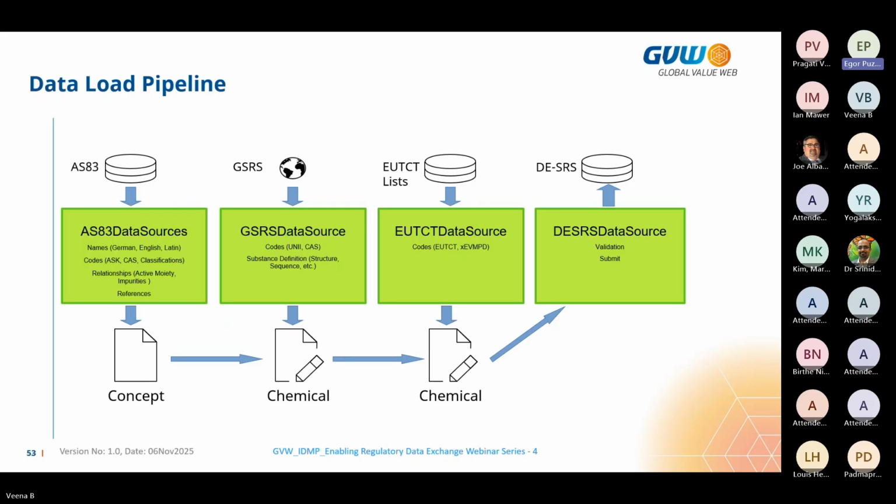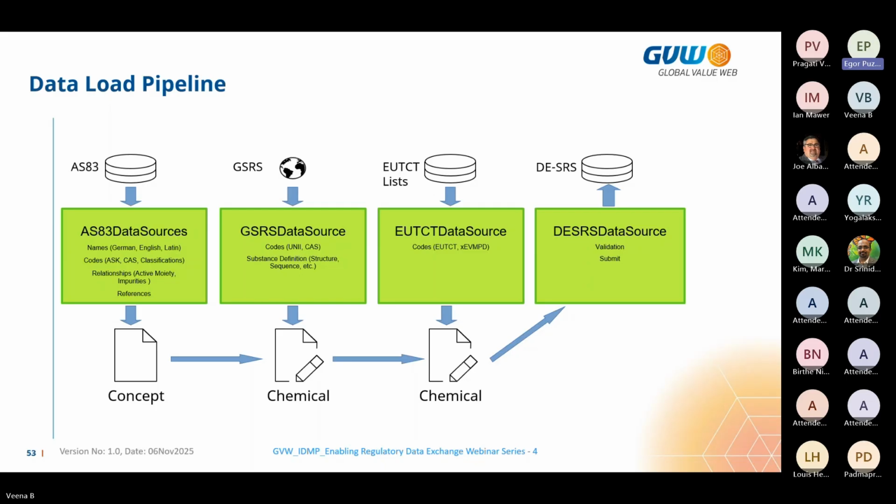EUTCT, and so on. So the next step, we have the EUTCT data source. And here we can search for the right EUTCT codes. Here we can use names. We can use codes like CAS numbers. We can use UNII here already for searching in EUTCT lists. So if we are lucky and find our substance in EUTCT, then we can enrich our substance with the additional EUTCT and EVMPD codes.